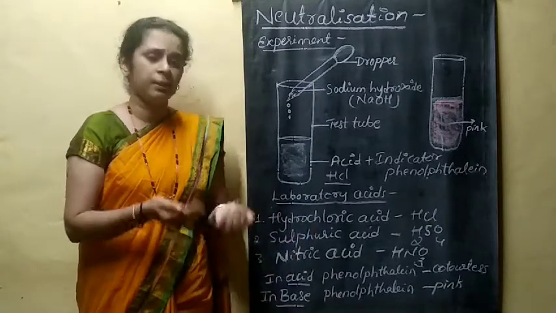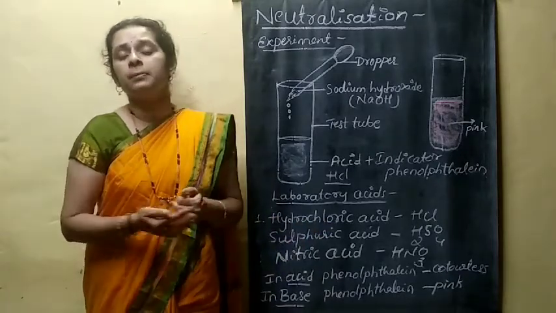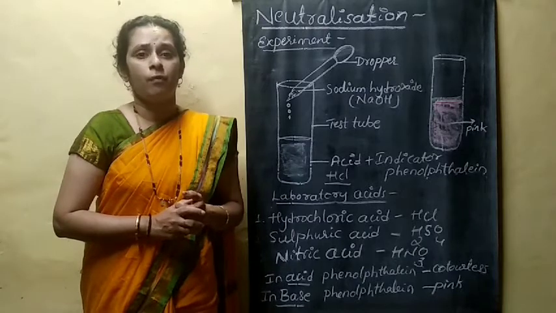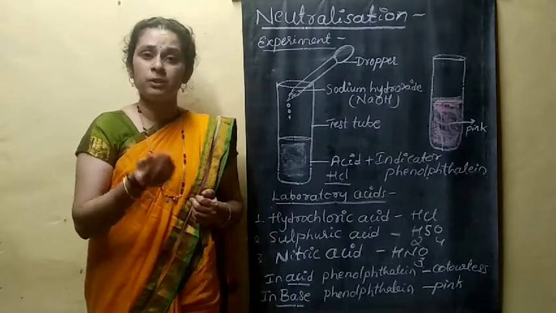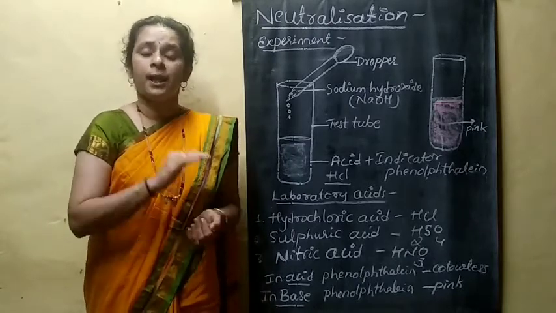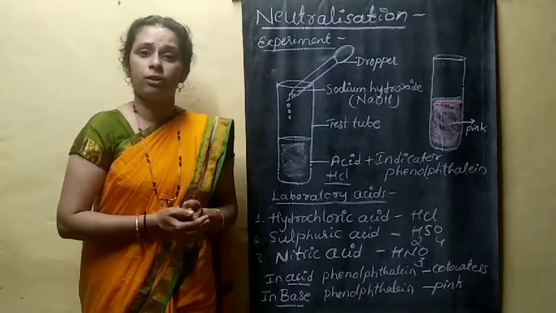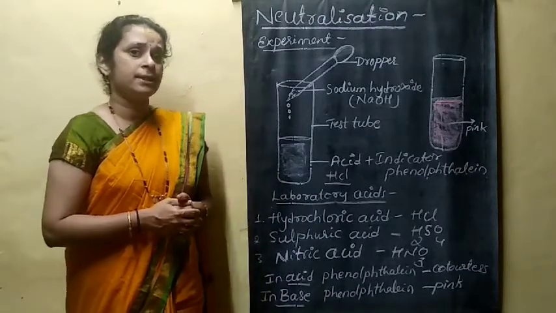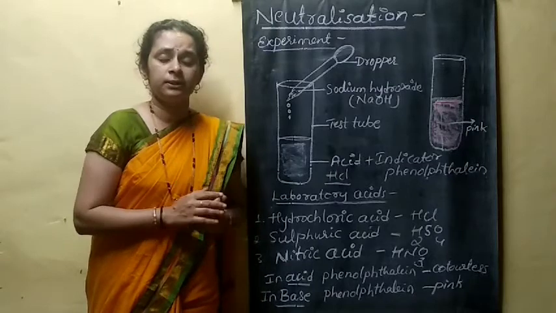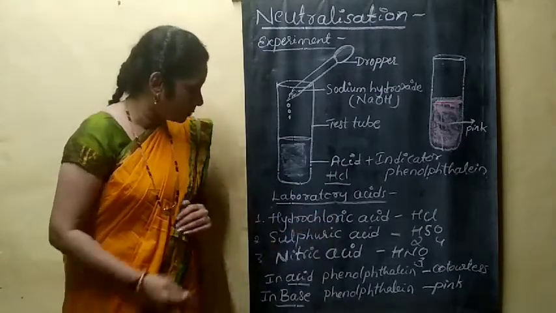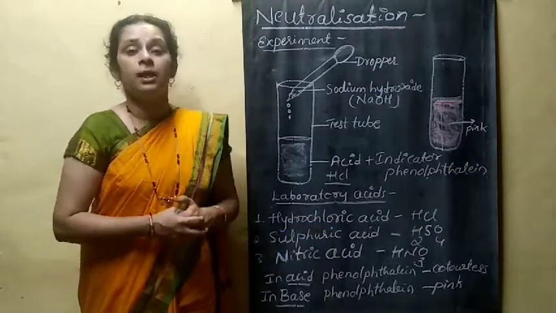These acids will be in the dilute form or it may be in the concentrated form. Dilute means water will be added to the acid, and concentrated means there is no addition of water. Acid content is more in that. These are the different types of acids in the laboratory.